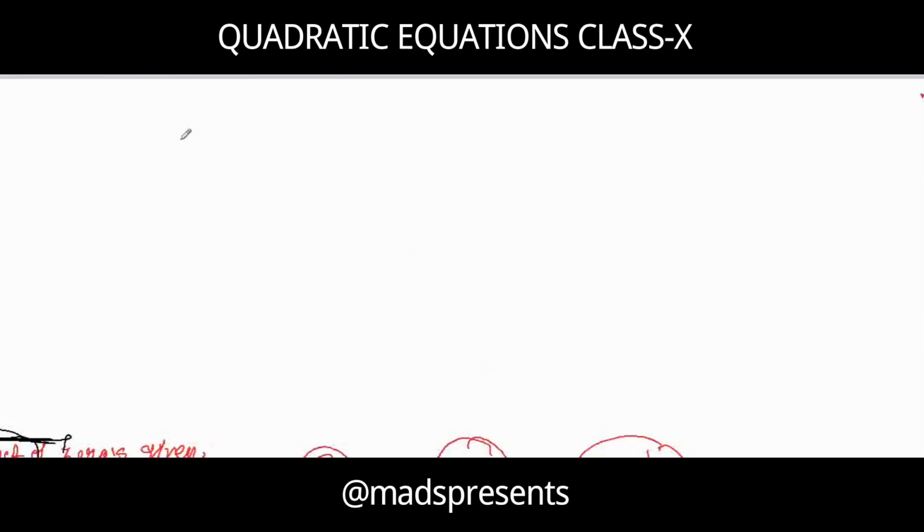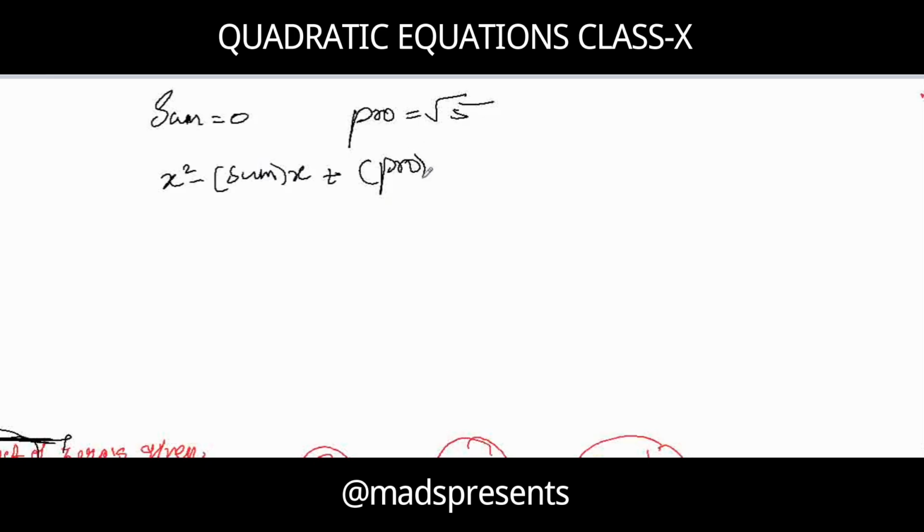The sum of the roots is given as 0 and the product is given as root 5. Very simple. So what is our equation? x square minus sum of the roots into x plus product of the roots is equal to 0. Observe, x square term, x term, there is no x here. So it alternates plus, minus, plus. So be careful. Some people won't write x here, some people won't write minus here. So try to remember this formula.